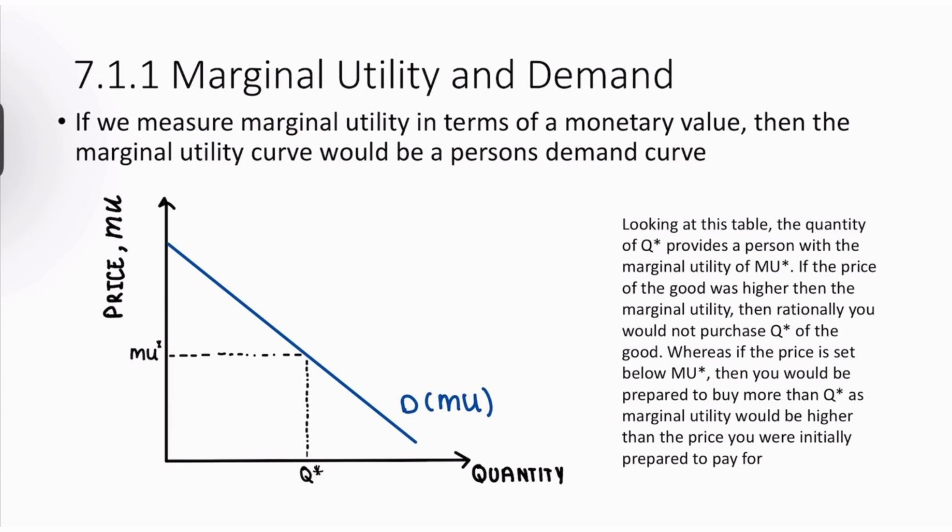Let's get to marginal utility and demand. If we measure marginal utility in terms of a monetary value, then the marginal utility curve would be a person's demand curve. Looking at this table below, the quantity Q star provides a person with a marginal utility of MU star. If the price of the good was higher than the marginal utility, then rationally you would not purchase Q star of the good. Whereas if the price is set below MU star, then you would be prepared to buy more than Q star, as marginal utility would be higher than the price you were initially prepared to pay for.